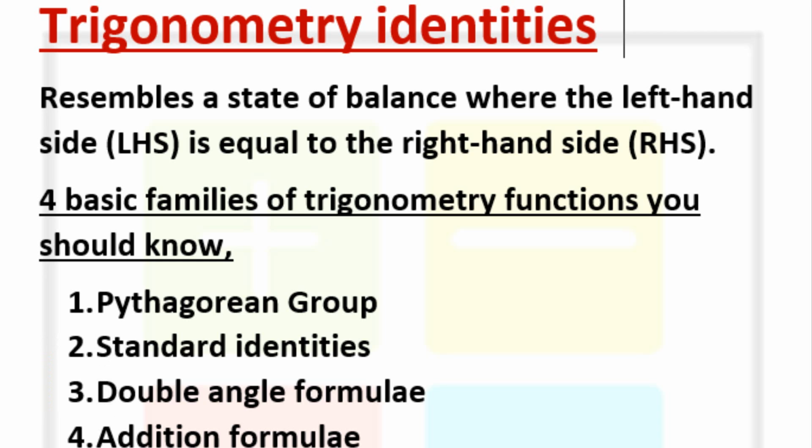Hi, in this tutorial we're going to look at trigonometry identities and how you can easily prove them without having a problem. Basically, trigonometry identities resemble a state of balance where the left hand side is exactly equal to the right hand side. Four basic families of trigonometry functions that you should know: the Pythagorean group, standard identities, the double angle formula, and the addition formula.